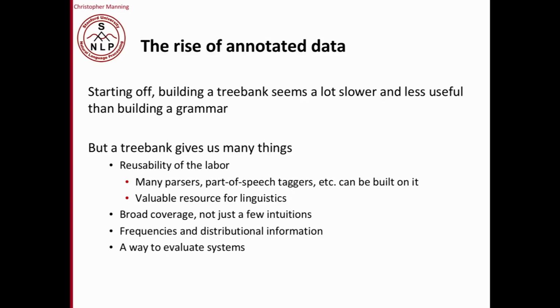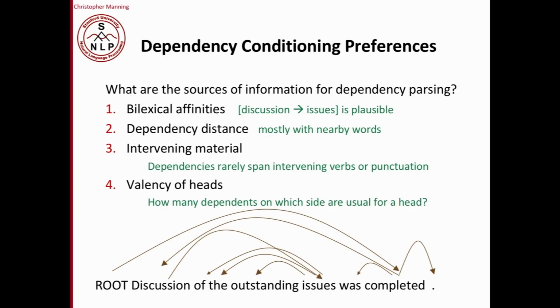So how are we going to build dependency parsers? Well, somehow we want models that can capture what's the right parse. Thinking about it abstractly, there are different things we can pay attention to. One is the actual words. Discussion of issues is reasonable, so it's reasonable to have issues as a dependent of discussion, whereas discussion of outstanding sounds weird, so you probably don't want that dependency.